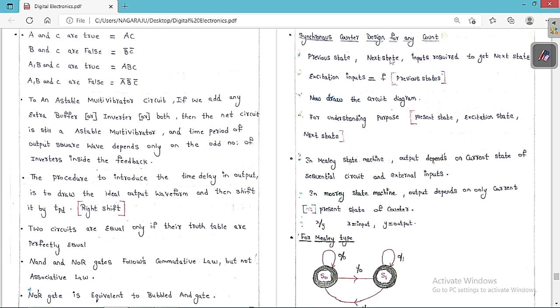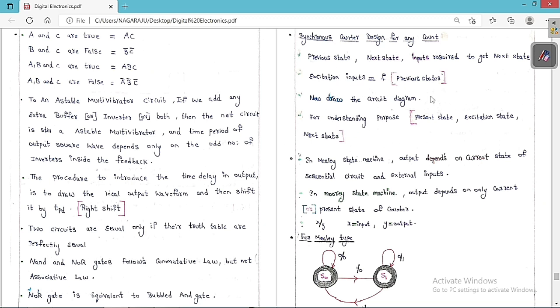Now we will see what the design procedure is for the synchronous counter. For a synchronous counter designed for any count, the first thing you have to write is the previous state and then the next state, and then you have to write the inputs required to get the next state. So finally you have to make a table. I already told you the first table is always the previous state.